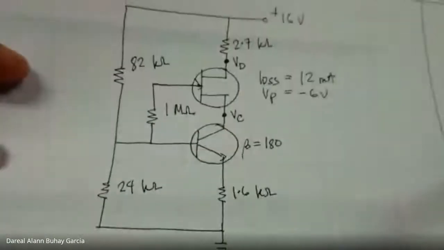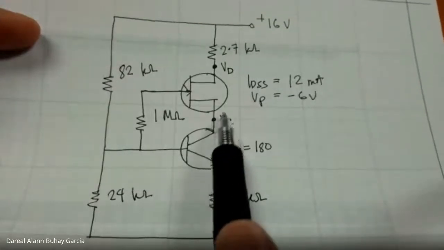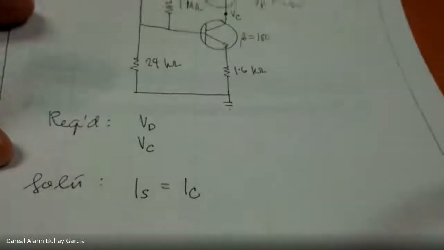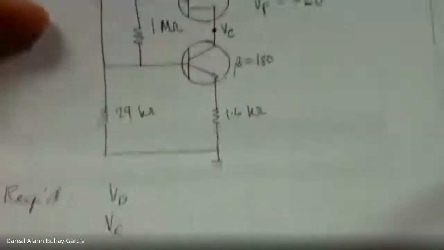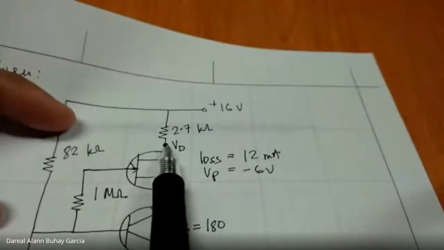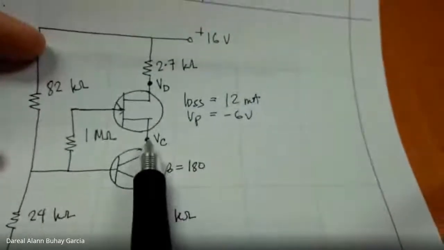Yan sa mga hidden relationships. IS is IC. Tanan ako nadaan dire. IS, which is also equal to ID, is equal to IC. I'm not sure kung magamit ko na later, pero today required is VD and VC. So VD is measured from here to the ground, and VC is measured from here to the ground.